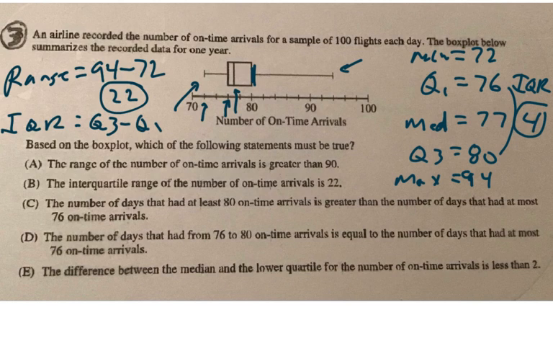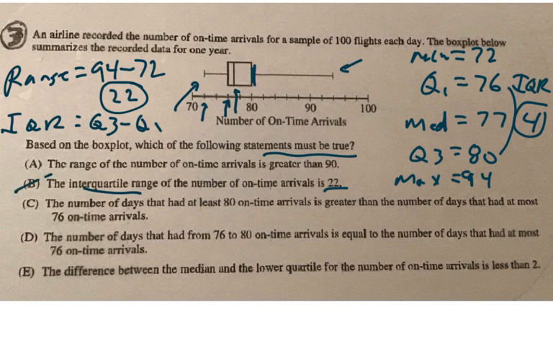But you guys got to know your 5-number summary. You got to know how to find the range and IQR, especially given a box plot. Okay, so long story short, we need to find which of the following must be true. Well, if I'm looking at my choices, interquartile range being 22 is wrong.